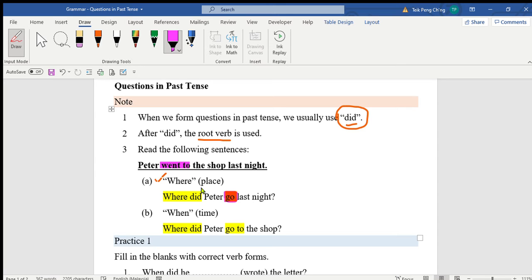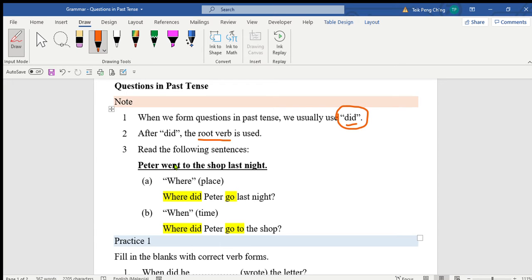All right. So in the statement, okay, it is written in past tense. So we use went to. Peter went to the shop last night. But when we form a question, we need to use the word did. And when we use the word did, we need to use the root verb. So went to becomes go. Okay, so I repeat the answer again. Where did Peter go last night?